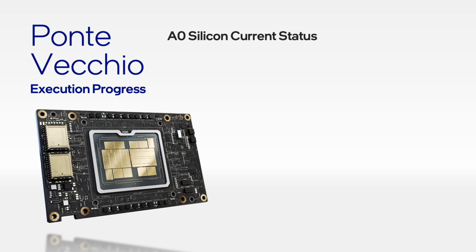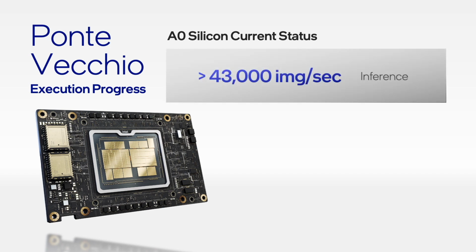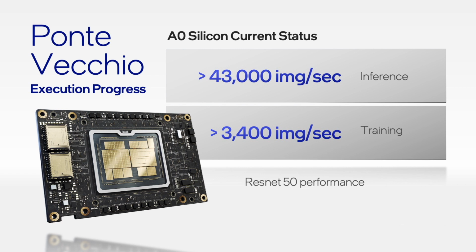We also have some early machine learning workload measurements. ResNet 50 inference throughput on Ponte Vecchio with Sapphire Rapids exceeds 43,000 images per second, and ResNet 50 training throughput exceeds 3,400 images per second, both surpassing the standard you see today in market.